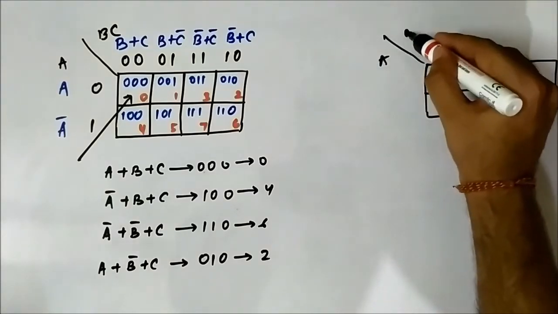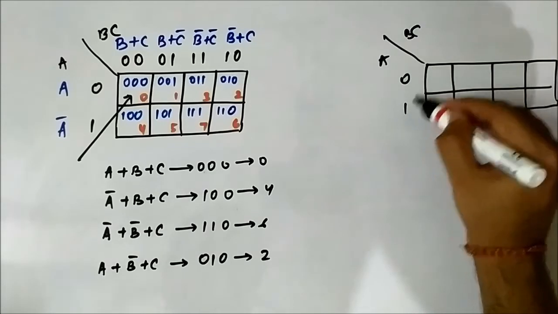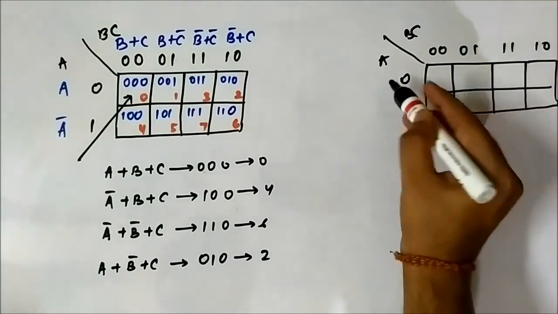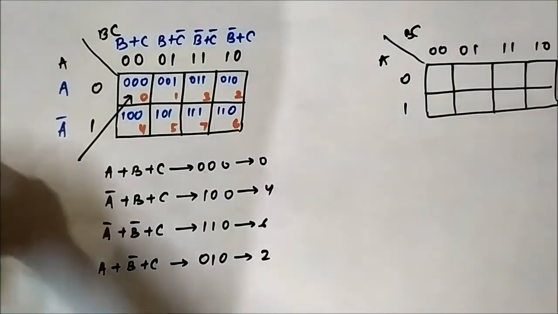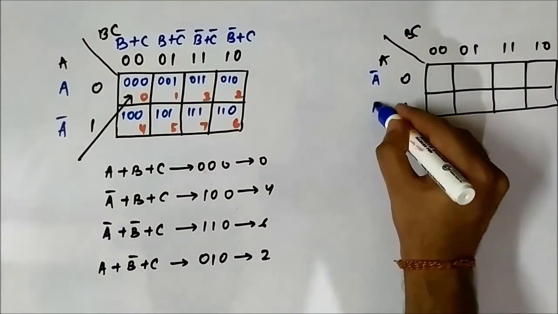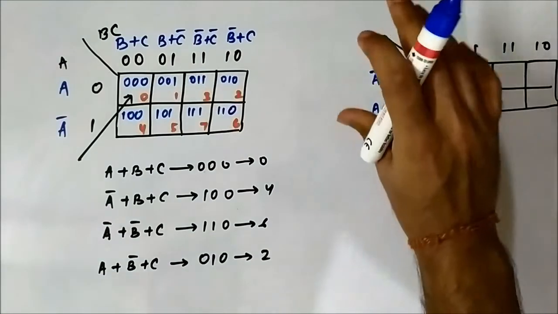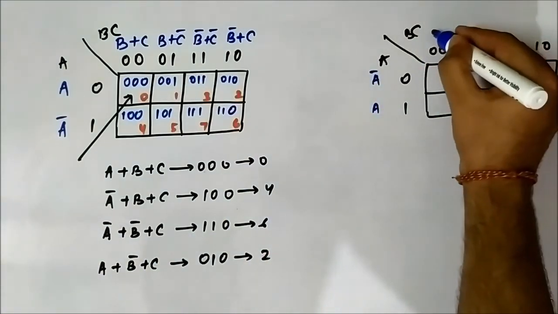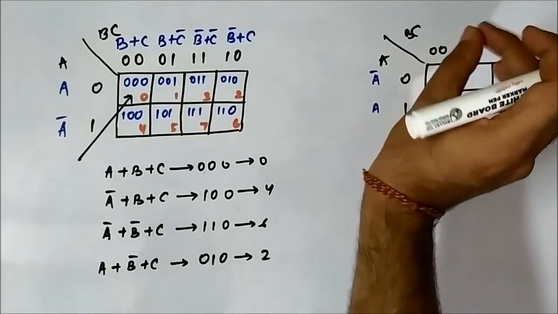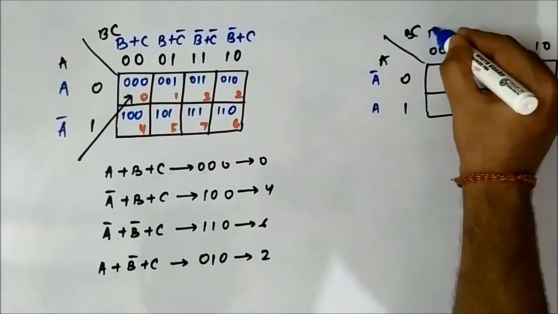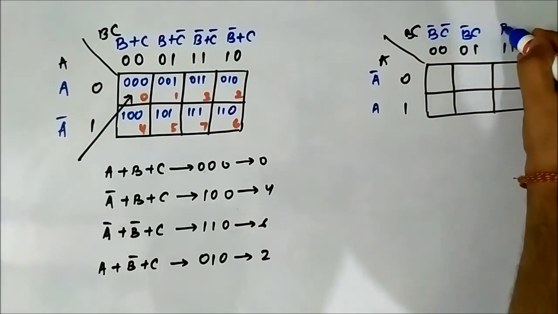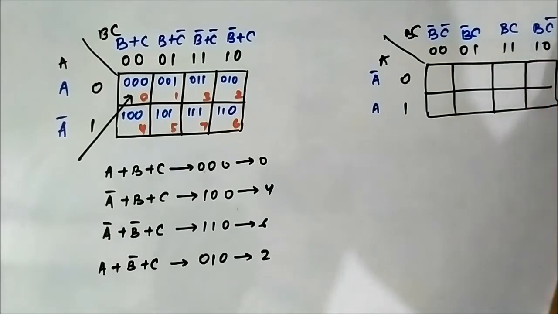A B C, 0 1 0 0 0 1 1 1 1 0. Here A 0 means it is a complemented variable with a bar sign, A bar, and this is A, opposite to that of POS, and here comes the difference. Here also it is the same rule: 0 means complemented variable, and it will be in product form, AND form. So it will be B bar C bar, B bar C, B C, B C bar.